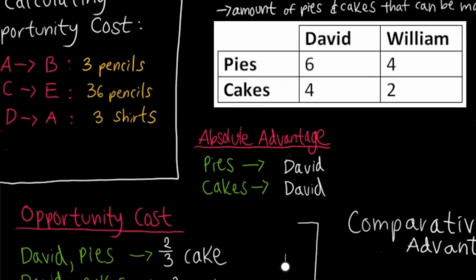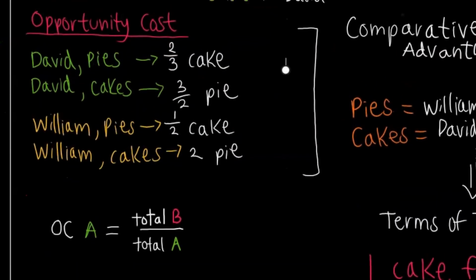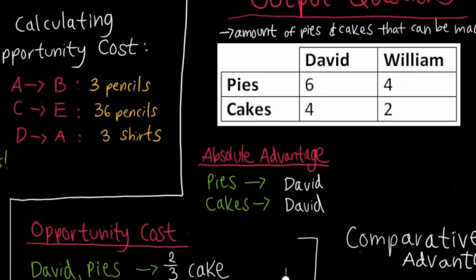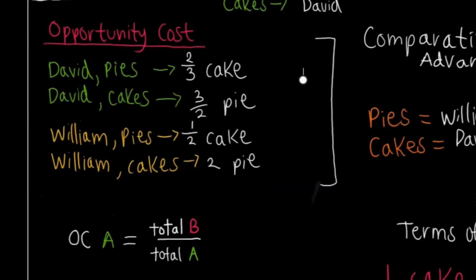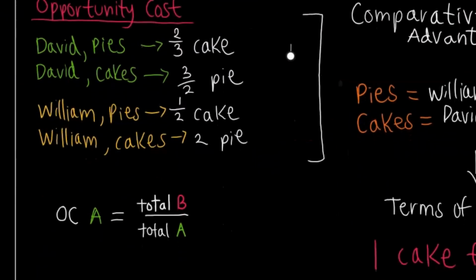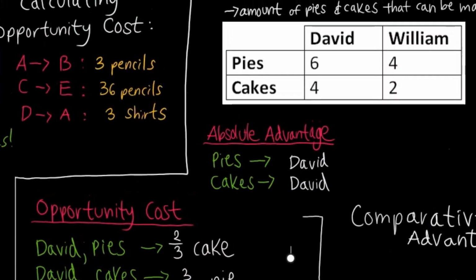Moving back to this example, if we want to calculate the opportunity cost of David and his pies, what is the opportunity cost of David to produce 1 pie? If he produces 1 pie, what does he give up in terms of cakes? Well, we know that opportunity cost of A equals total of B over total of A. Pies is good A, because that's what we're trying to find the opportunity cost for. So now we need to find the total of the other good, which in our case is cakes, good B.